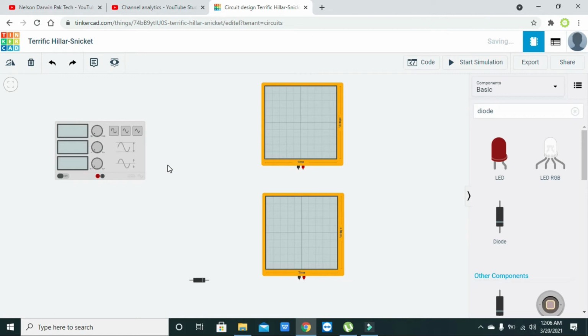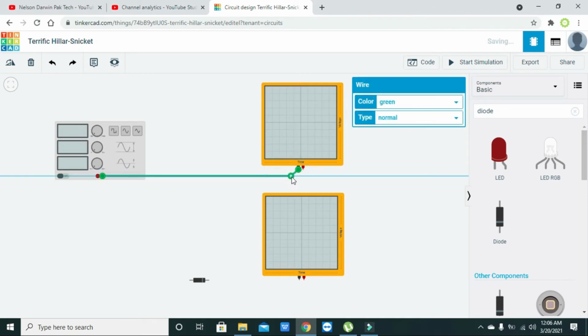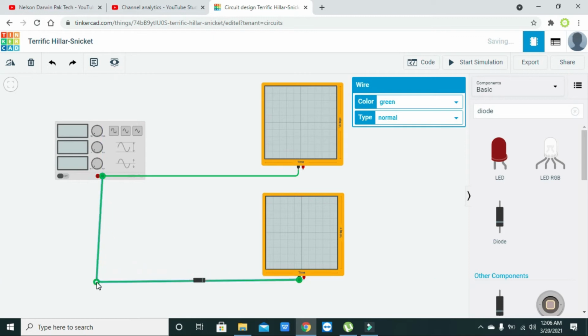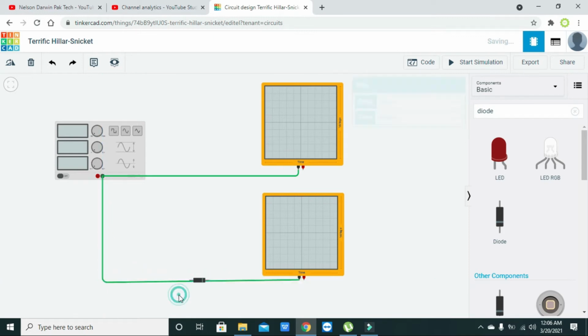The upper oscilloscope will display the AC voltage graph without rectification, while the lower oscilloscope will show us the graph after rectification. So first we need to connect the negative ends with the ground of the function generator, like this.